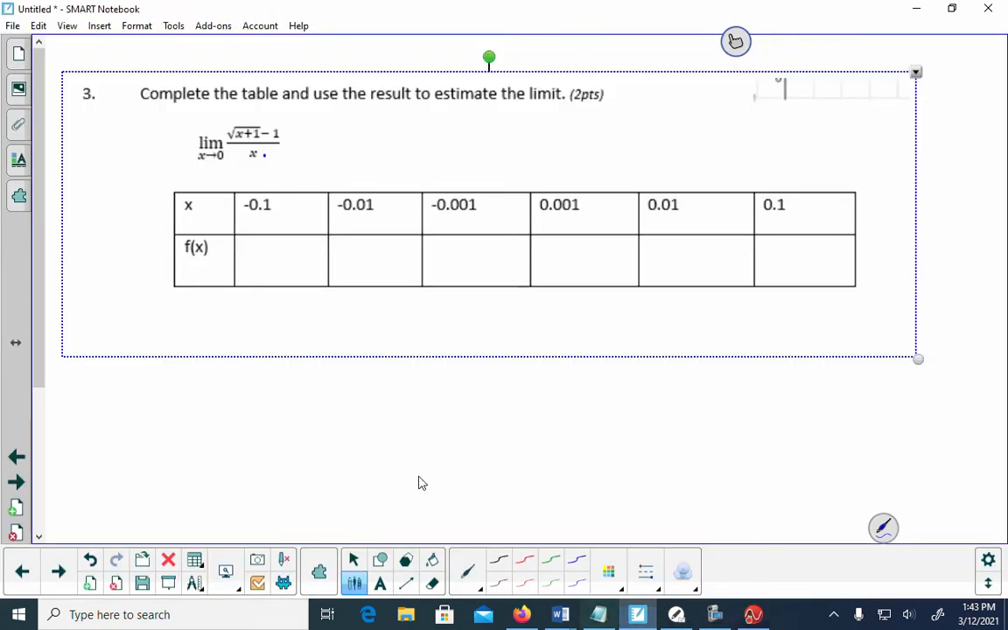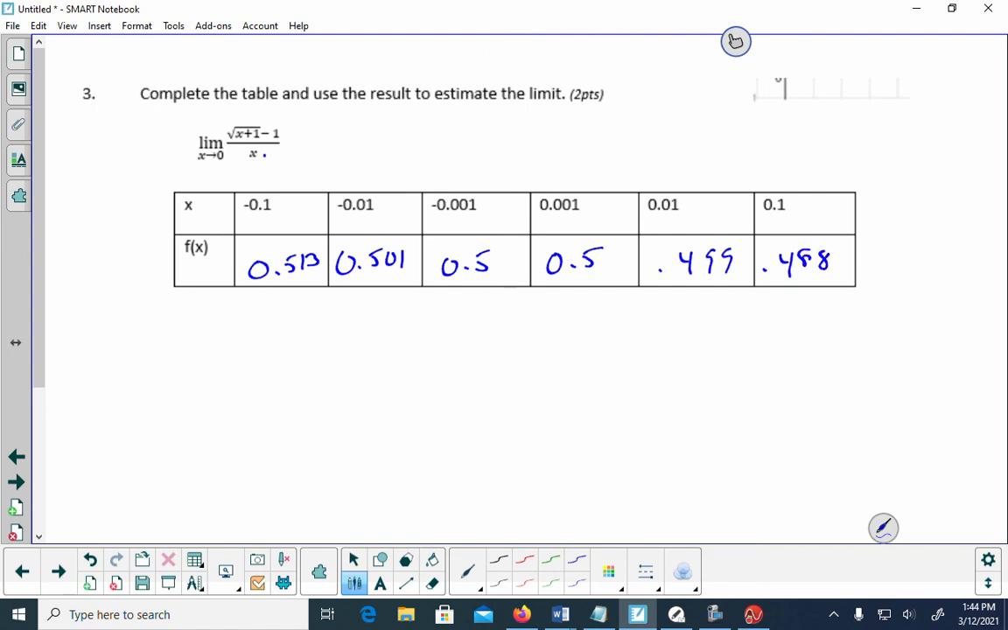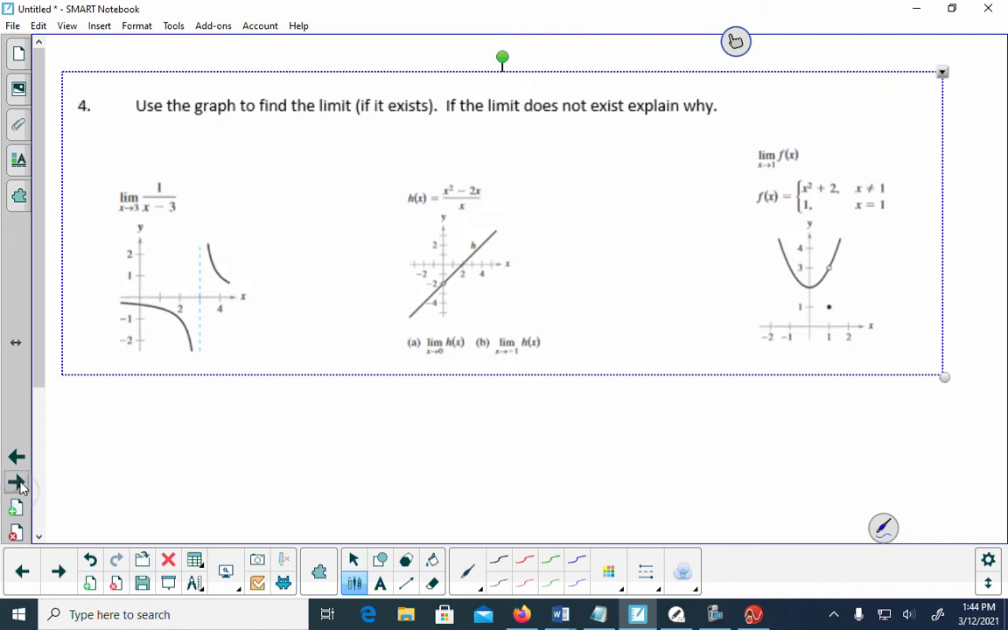And when I fill out my table, my values are going to be 0.513, 0.501, and this is 0.5 going the other way. So as I'm approaching from the left, it looks like I'm going to 0.5. As I'm approaching from the right, it also looks like I'm going to 0.5. So I'm going to say this limit is 0.5.